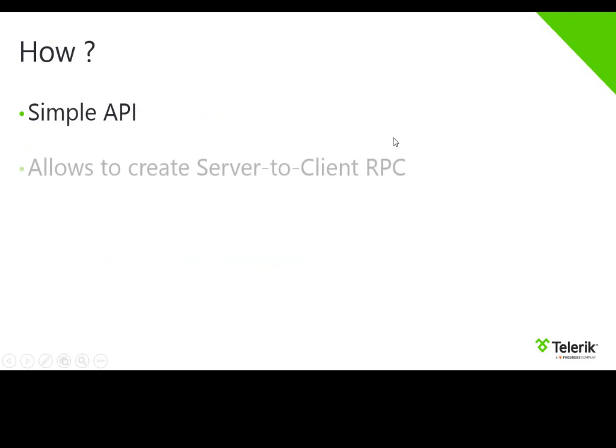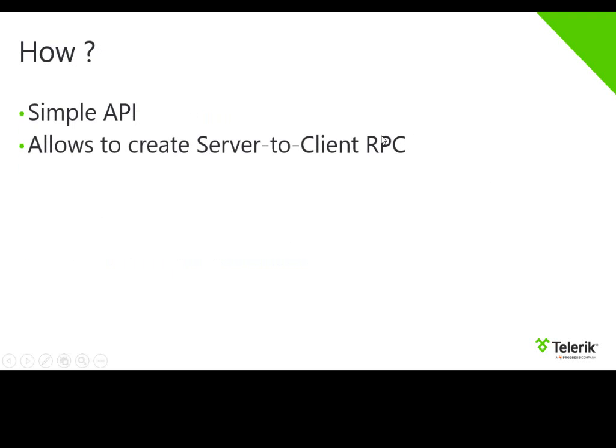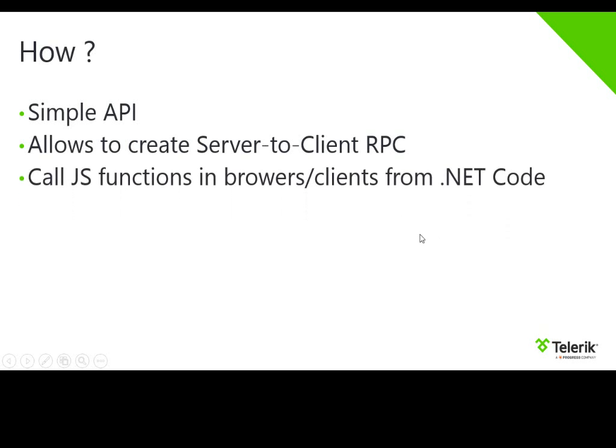So how does ASP.NET SignalR work? It's a very simple, straightforward API that you get in ASP.NET. It basically allows you to create server-to-client RPC, or remote procedure calls. So if you have ever worked on any RPC-based technologies, this would feel pretty similar to you. Basically, it allows you to call JavaScript functions in browsers or clients from .NET code.